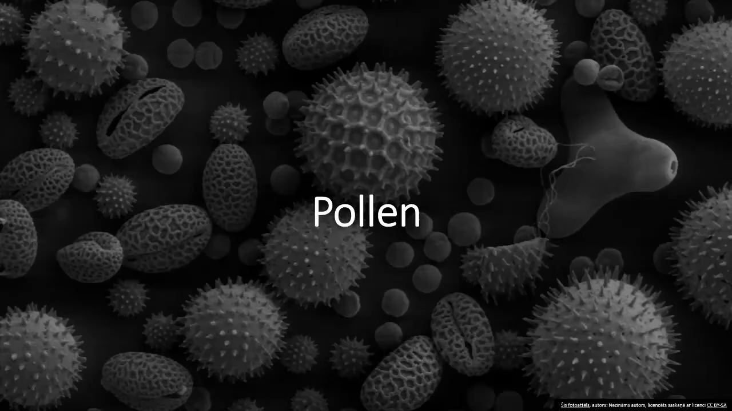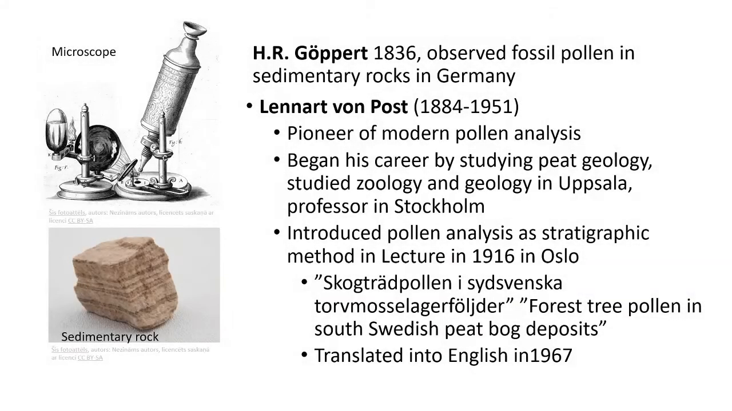So let's begin with the pollen. Although pollen had been studied earlier, it was not until the first proper microscopes appeared that we could look into microscopic objects. In 1836, Henrik Robert Göppert observed one of the first pollen from sedimentary rocks in Germany.